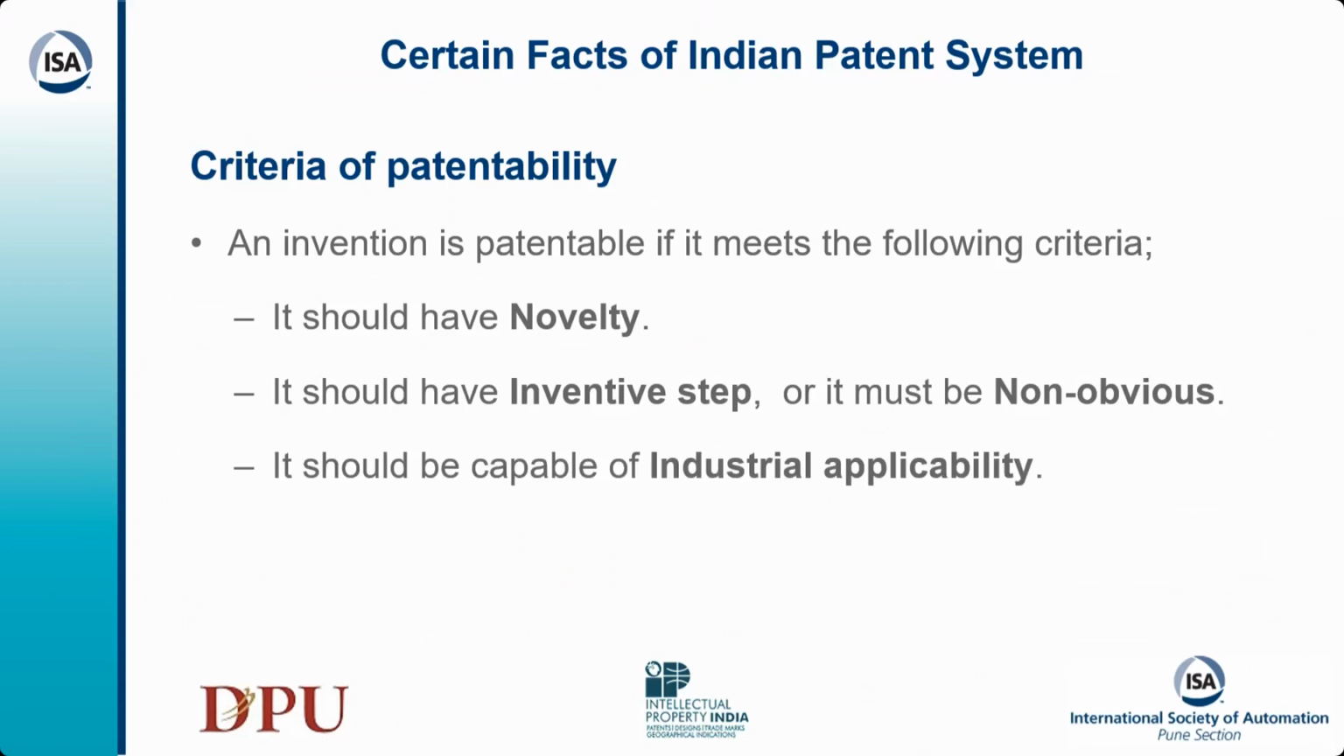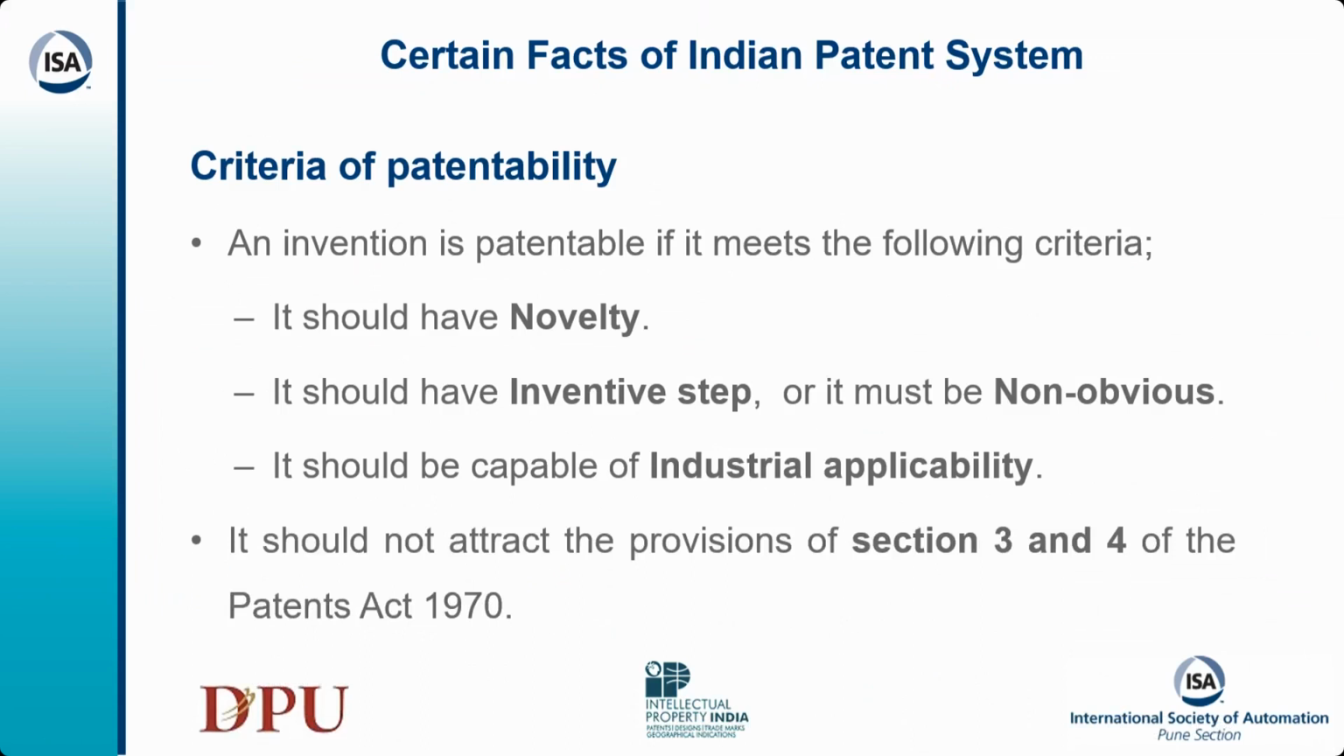So these 3 points one has to check before filing the patent. We have to find out the novelty in the patent. We have to find out the inventive step that we are taking, right? And you should also check that it must be non-obvious, right? And third one is it should be capable of industrial applicability. These are the mandates as far as patents are concerned.